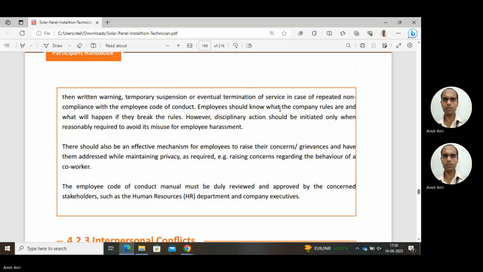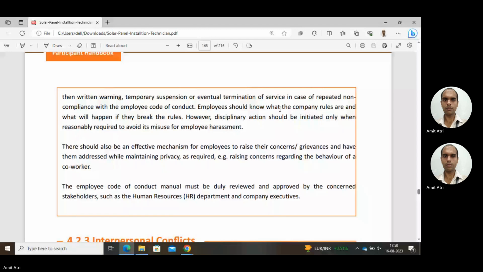Like a verbal and then written warning. This could be one type of disciplinary action. Then we can warn the offender. Then temporary suspension or eventual termination of service in case of repeated non-compliance with the employee code of conduct. Like if it is the first time, then we can give a warning to the offender. Again, if he is repeating, then temporary suspension. Still, if he is not bothering, then termination.